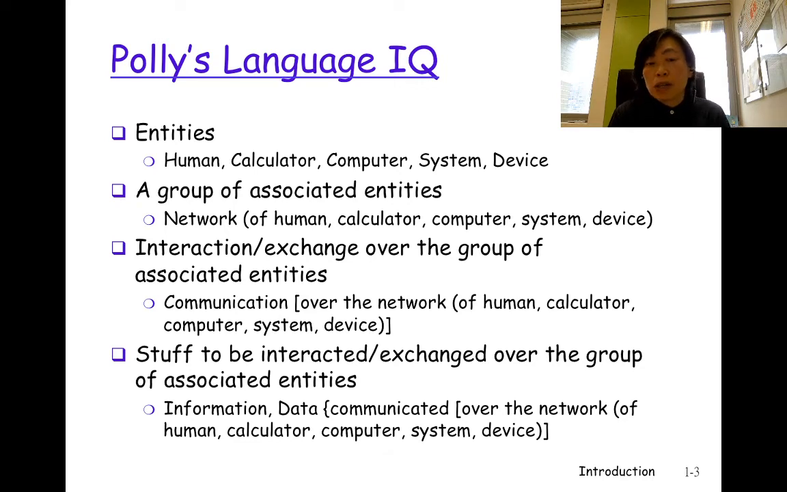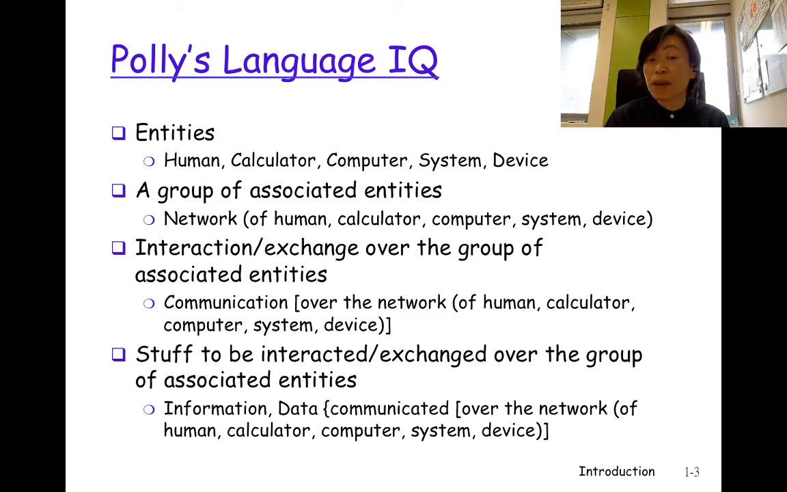I'm pretty sure that what I'm communicating is more information. Data more specifically means numbers, a collection of numbers having structure. But between computer systems, a lot of times what they're exchanging is just data. All right, so information and data are the things that we communicate over a network of entities. Make sense? Good.